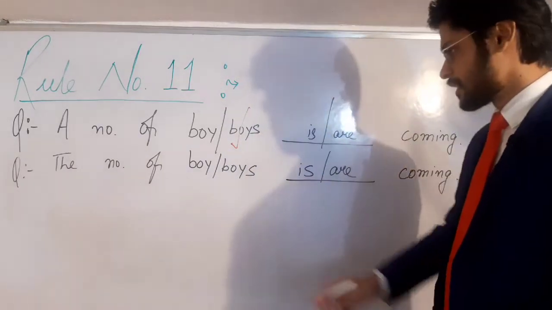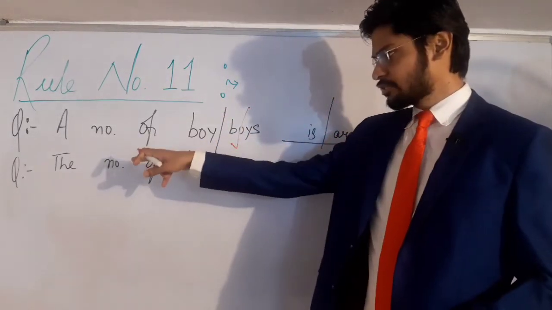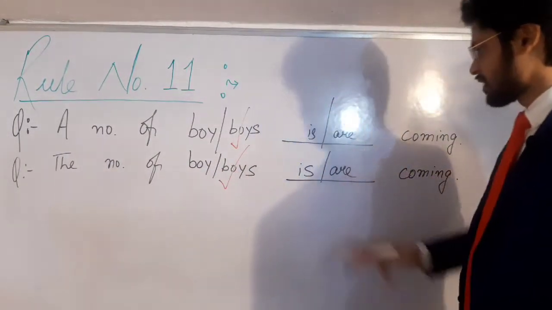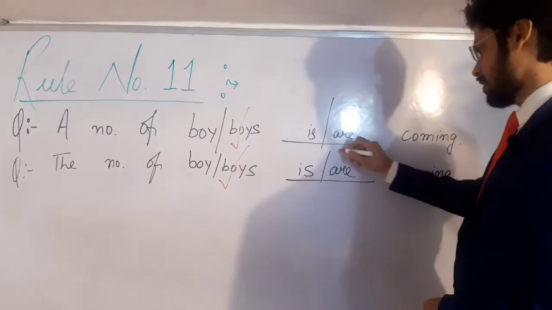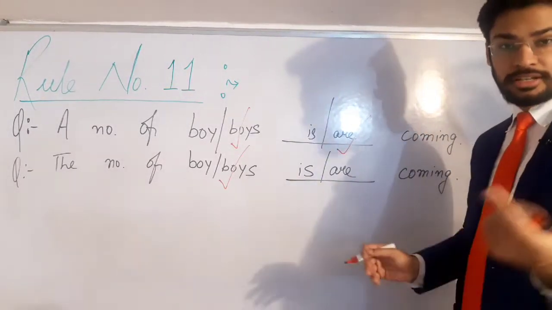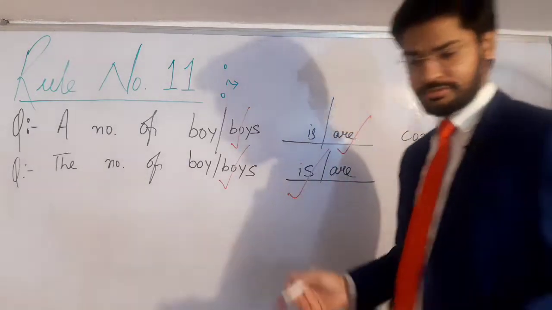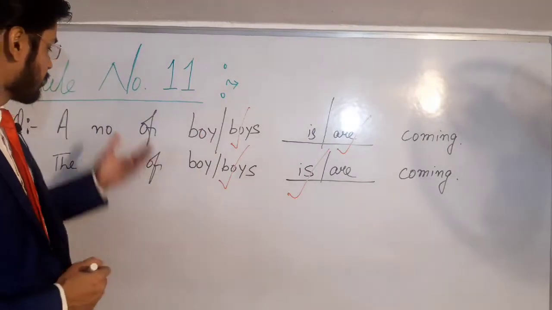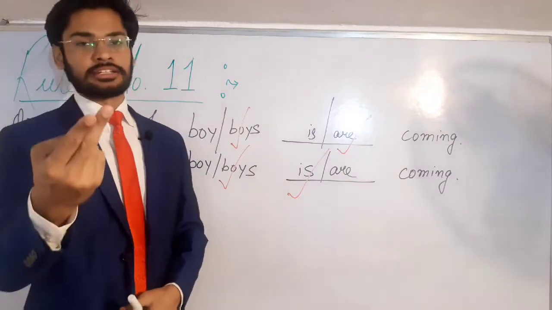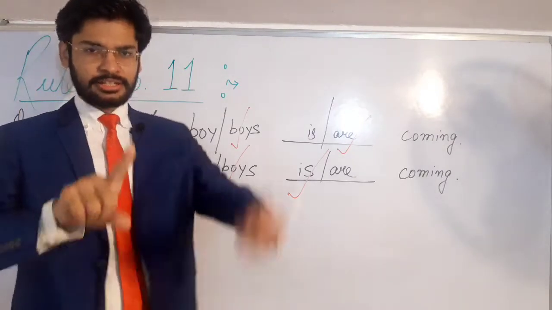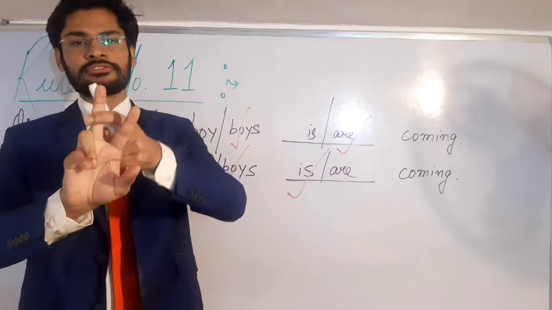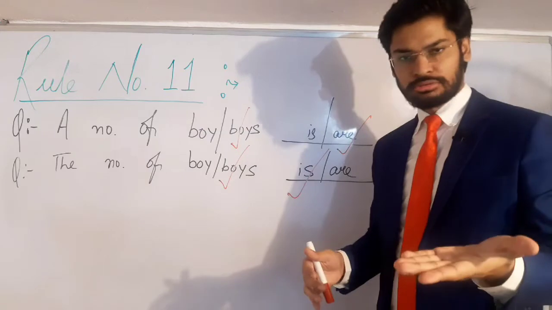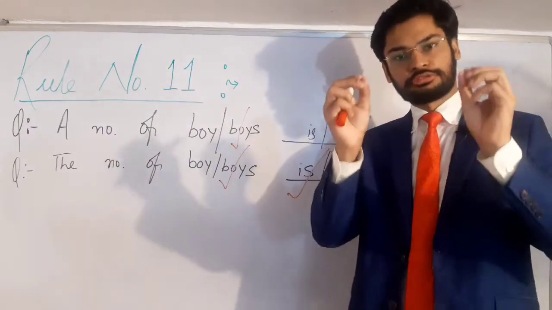That's quite simple. And in the next one, the number of boy or boys. In this also the same answer, boys. And in the first one, the correct verb will be are, and in the second question, the correct verb will be is. Why so? See students, rule number 11 says that after a number of or a great number of or a large number of, ठीक है, a number of, a great number of और a large number of, इनके बाद आने वाला आपका नाउन और साथ ही साथ आपका वर्ब दोनों के दोनों प्लूरल रहेंगे.